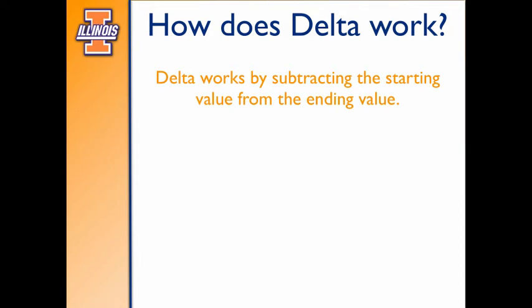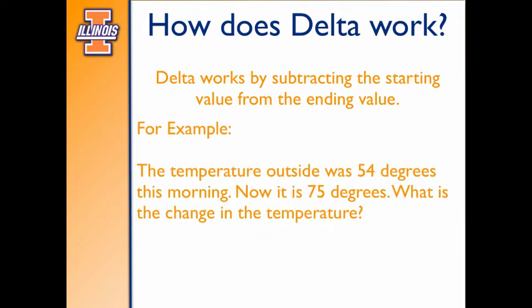So let's talk about how delta works. Delta works by subtracting the starting value from the ending value. For example, the temperature outside was 54 degrees this morning. Now it's 75 degrees. What is the change in temperature, or delta T? So delta T is calculated as the ending temperature minus the starting temperature. My ending temperature was 75, my starting temperature was 54. I take those two numbers and I subtract them, and I get 21. So delta T is 21 degrees.